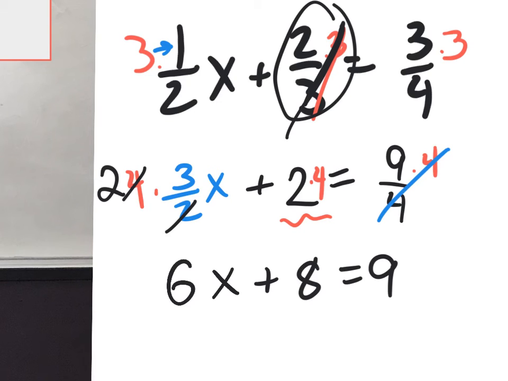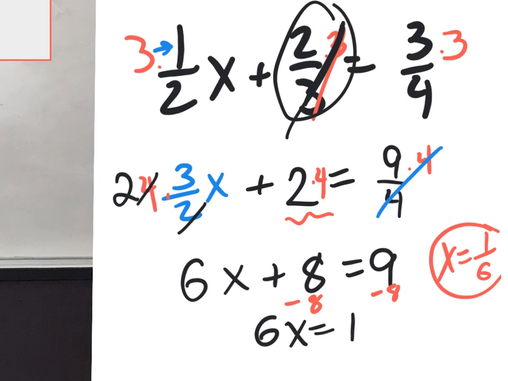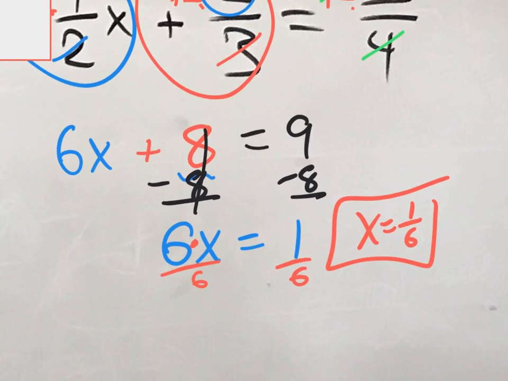Which is the same problem as we got before, right? So if you subtract 8, you'll end up with 6x equals 1. And if you divide both sides by 6, it'll be x equals 1/6, which is your final answer. Whoa. Which is the same answer that we got over here.